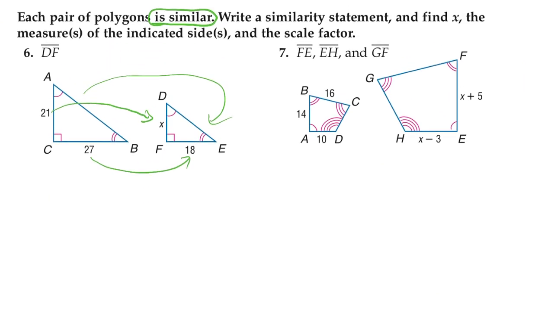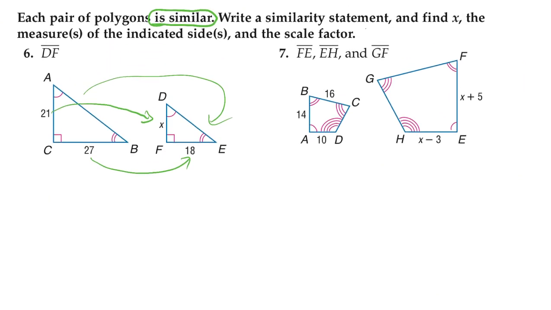So if we were to set this up, it says write a similarity statement. Oh, so first, before you can do that, let's write the similarity statement. Triangle ABC is similar to, so I'm going 1 angle, 2 angle, right angle. So 1, 2, right angle would be triangle DEF. That's the similarity statement. That was one thing they asked for. Got it. Then find x. Okay, so let's solve for x.